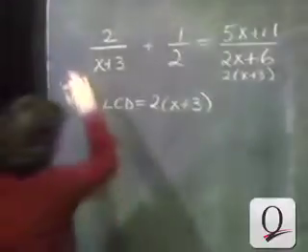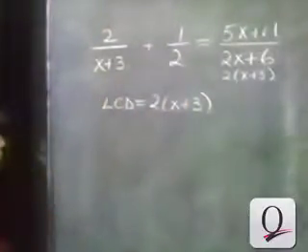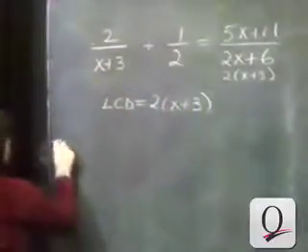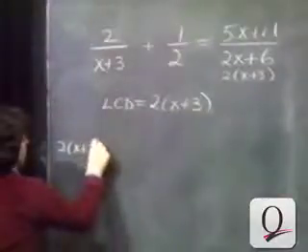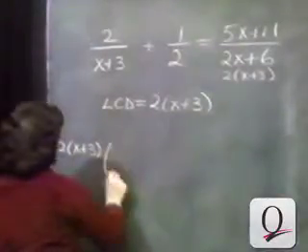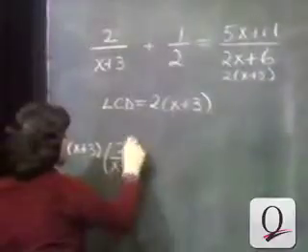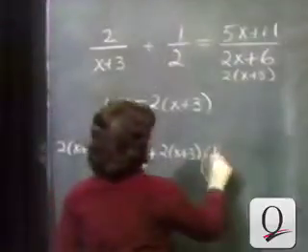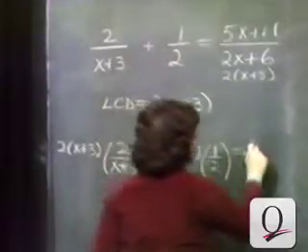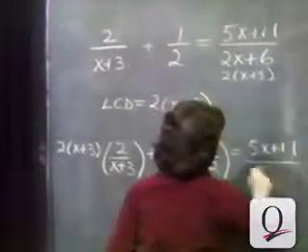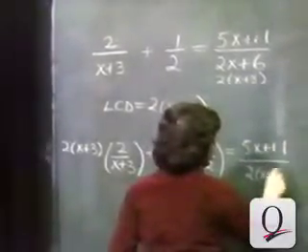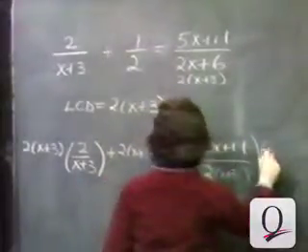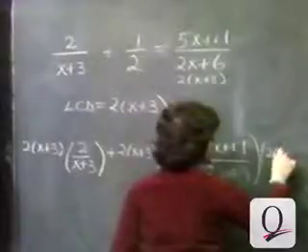Okay, we will multiply both sides of the original equation by 2 times x plus 3. Okay, and we can distribute at the same time. Okay, so we're going to have 2 times x plus 3 times 2 over x plus 3 plus 2 times x plus 3 times 1/2 equals 5x plus 11 over 2 times x plus 3 times 2 times x plus 3.